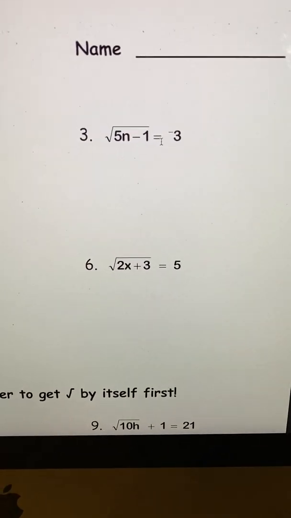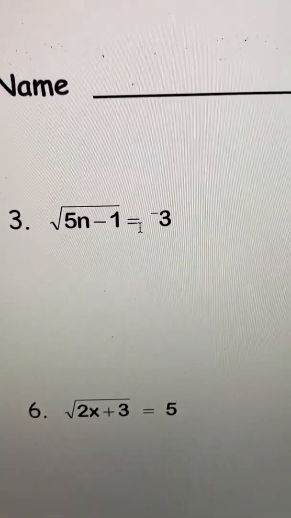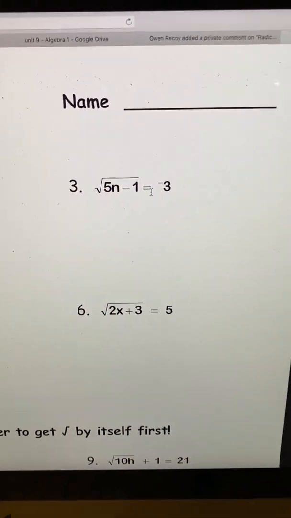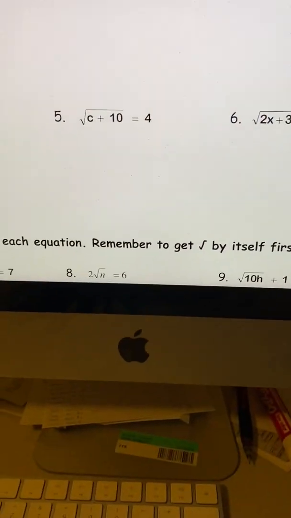So just be careful. Number 3, I'm not going to throw anybody under the bus that caught this and let me know, but Owen Recoy, thank you very much. That was excellent. You can't do this one the way it's written.